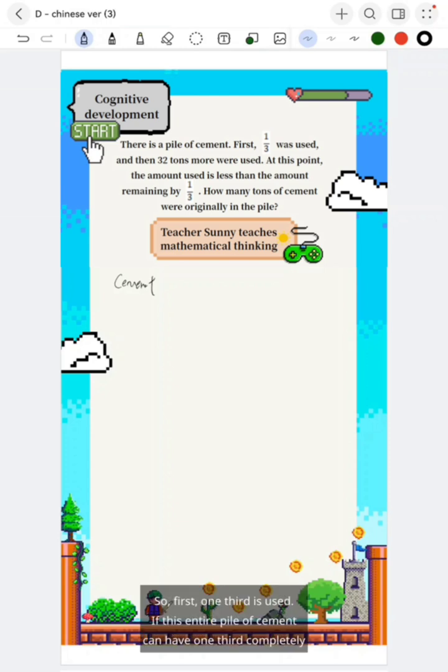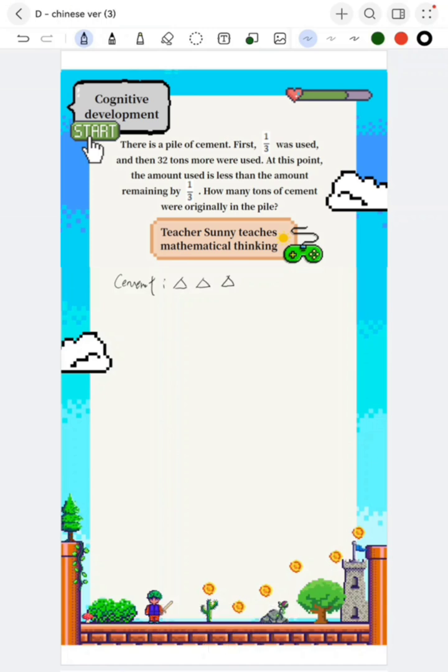If this entire pile of cement can have 1/3 completely used up, it truly means that the total amount of this cement can be quite easily divided into 3 perfectly equal parts. I'll use 3 distinct triangles to visually represent this concept. Each individual triangle represents precisely the same amount, and it can be clearly divided like this: 3 equal parts. This is truly the real fundamental underlying logic of fractions.